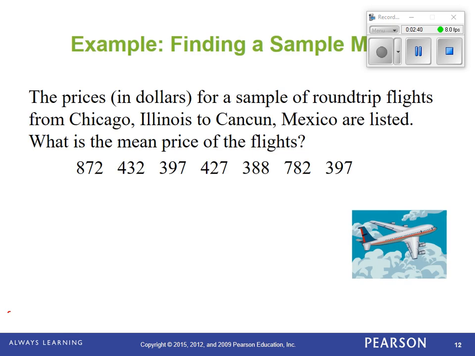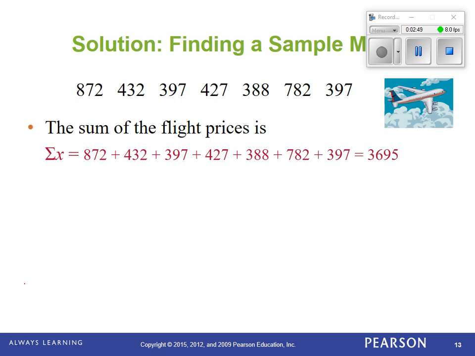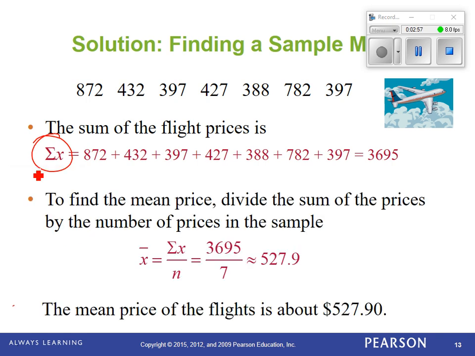This example, prices for a sample of round trip flights from Chicago to Cancun are listed. What's the mean price? All we're going to do, add them all up. Remember, that means sum, so we add them all up, get 3,695. Then you divide by 7, since there were 7 of them. That's the mean. This one went out one decimal place. We might put another one on there because we know this is dealing with money, and our money system always has 2 numbers behind the decimal.